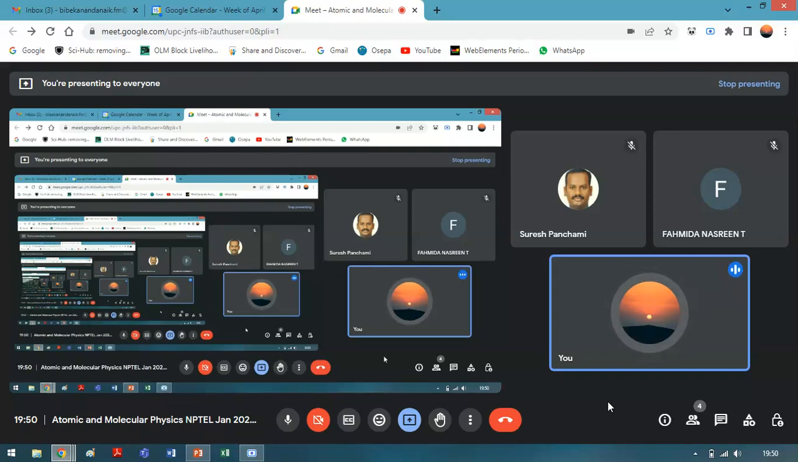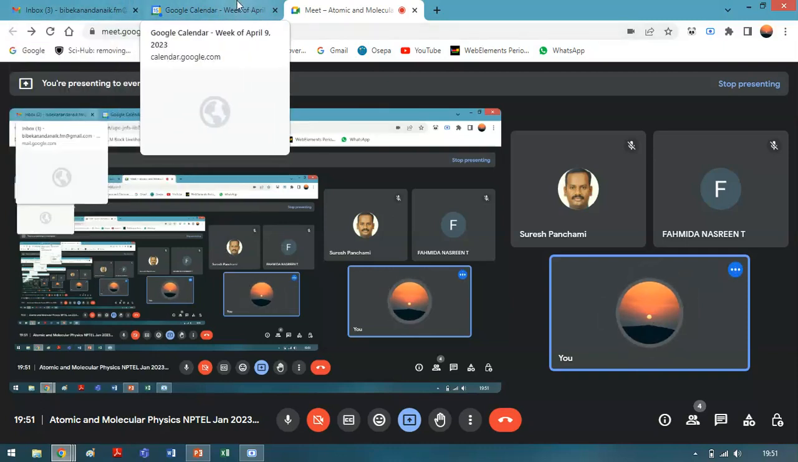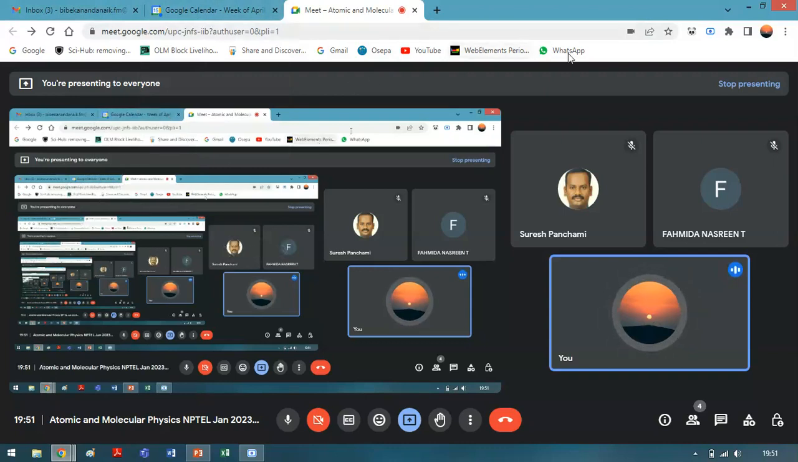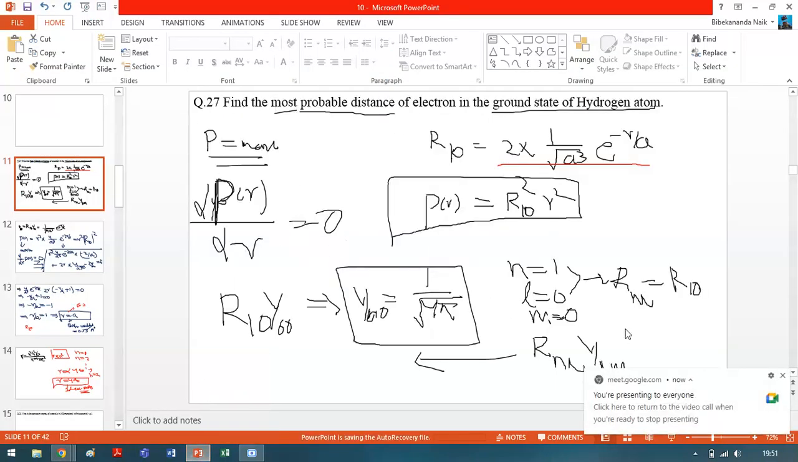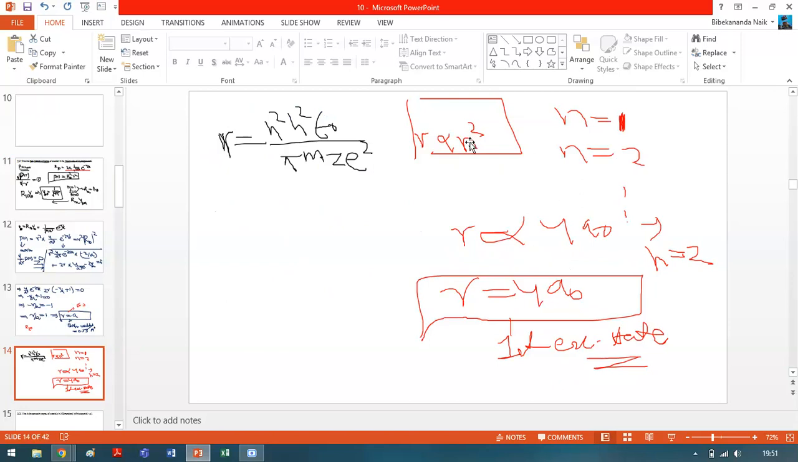The same question came in the GATE exam in 2021. The most probable value of the position of the electron in the first excited state. And if you know this trick, then you don't have to do a long calculation, because here what we are doing is taking the derivative and equating it to zero to get the value. Simply, if you don't want to do all these calculations, you can use the formula r directly proportional to n square.